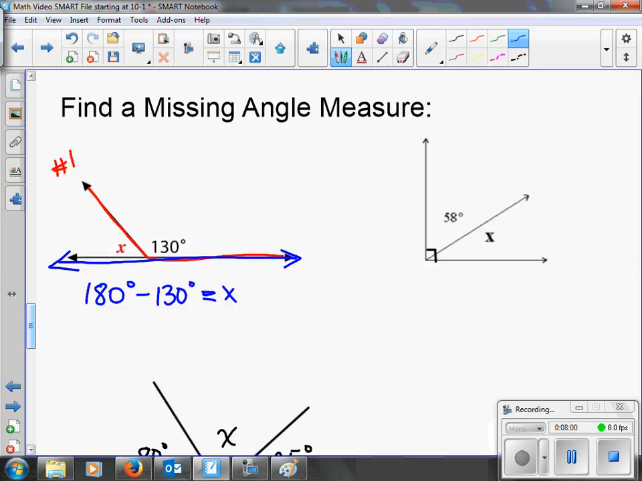So 180 minus 130 gives us what? X equals what? 50. X equals 50. So that means this is 50 degrees. And that makes sense because then it equals a straight line. And this pair here is supplementary because it equals 180 degrees. Supplementary.